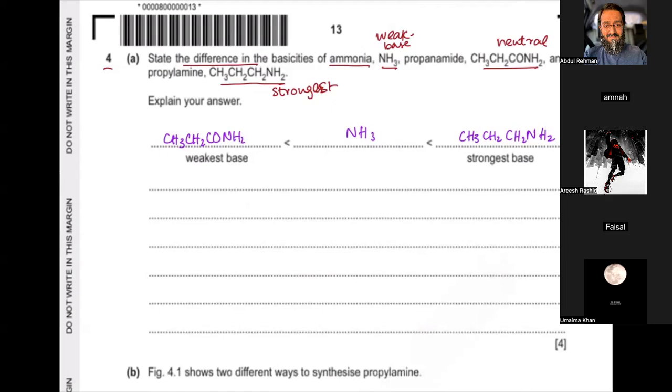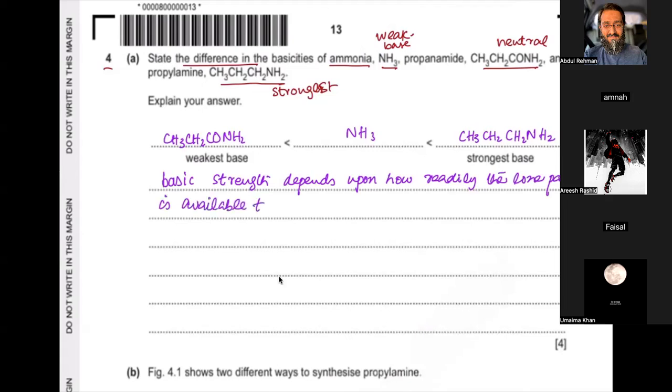Yes, very good, Arish. So first point, it's better to write that the basicity, or you can write that the basic strength depends upon how readily the lone pair is available to accept a proton, a hydrogen ion. Yes, Faizan and Arish, very good.